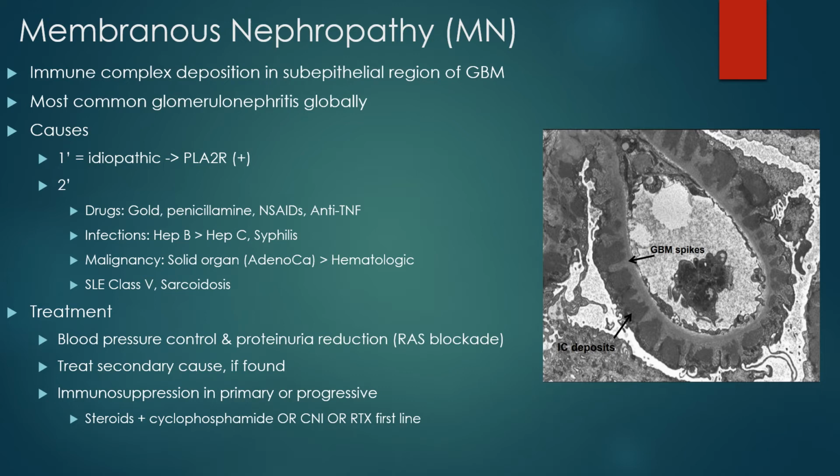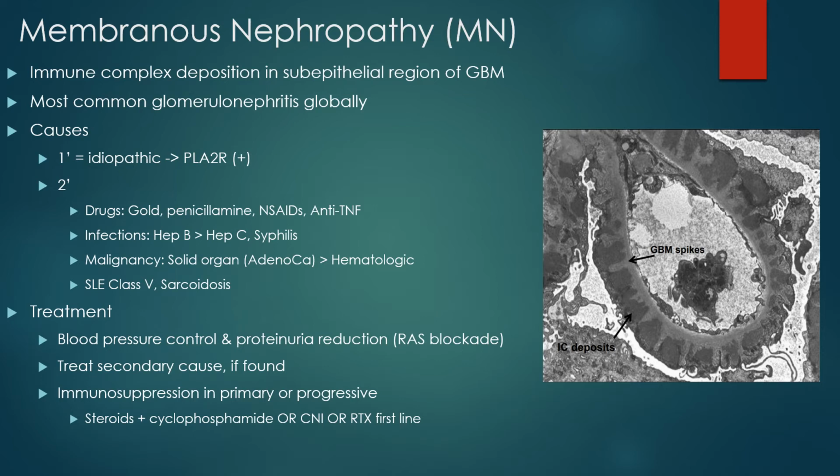Secondary causes of membranous include drugs such as gold, penicillamine, NSAIDs, and anti-TNF agents, infections such as Hep B, more so than hepatitis C and syphilis, and malignancies, with solid organs or adenocarcinomas being more commonly associated with membranous than hematologic cancers. Sarcoidosis and lupus nephritis class 5 also cause membranous nephropathy.